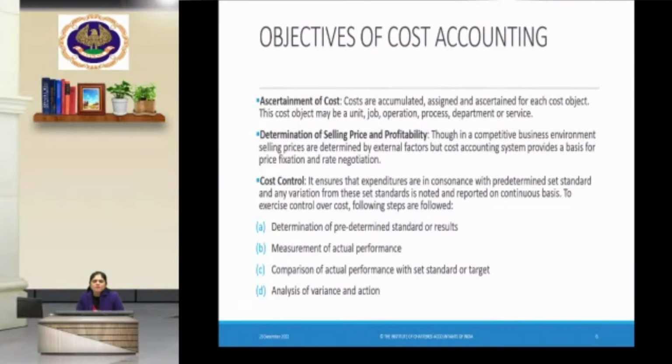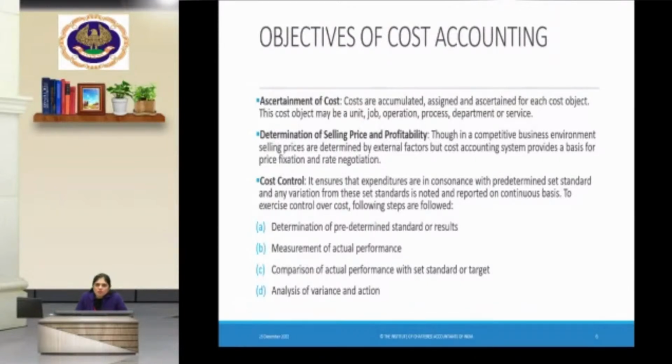So of course, there are different factors. There are more factors to determine the selling price of a product. But yes, the cost of a product also has its role in determining the selling price. So cost accounting system provides the basis for price fixation and rate negotiation. So we actually know where to start to fix the selling price.